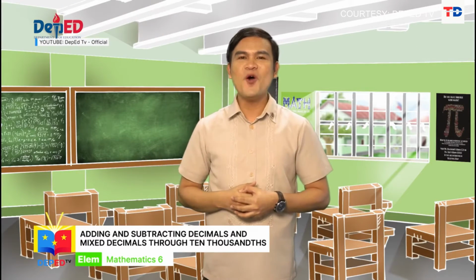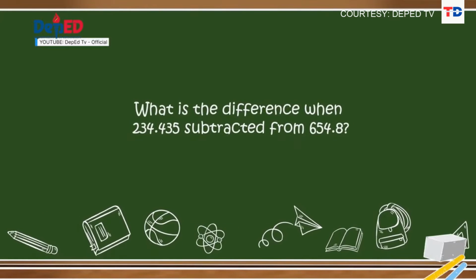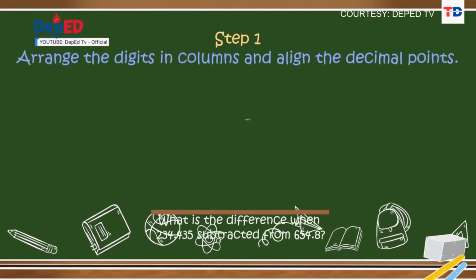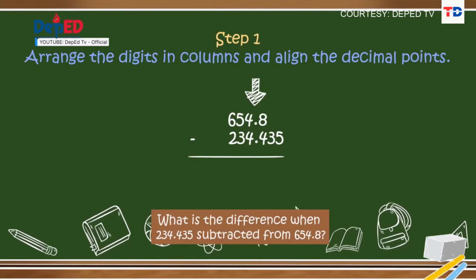Now, let's try some more. What is the difference when 234 and 435 thousandths is subtracted from 654 and 8 tenths? To subtract decimal numbers, step 1. Arrange the digits in columns and align the decimal points. In this case, the minuend is right after the words "subtracted from."